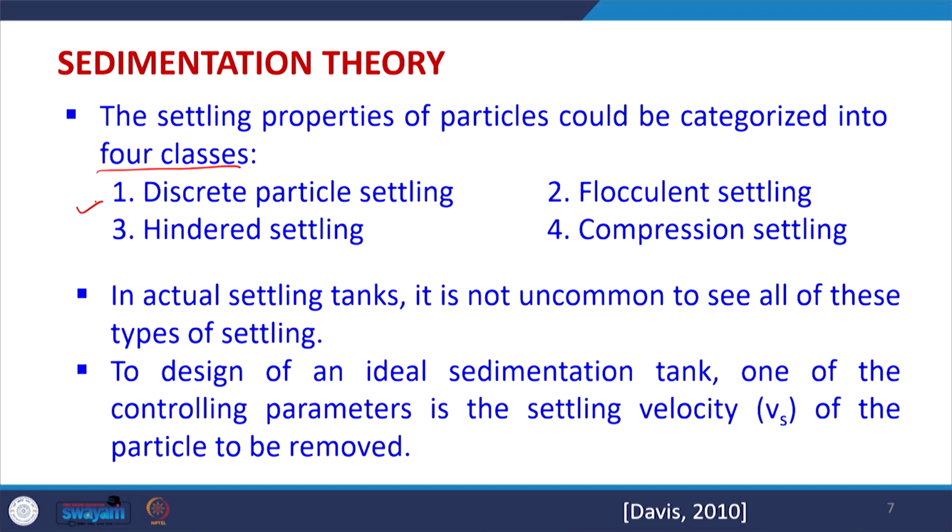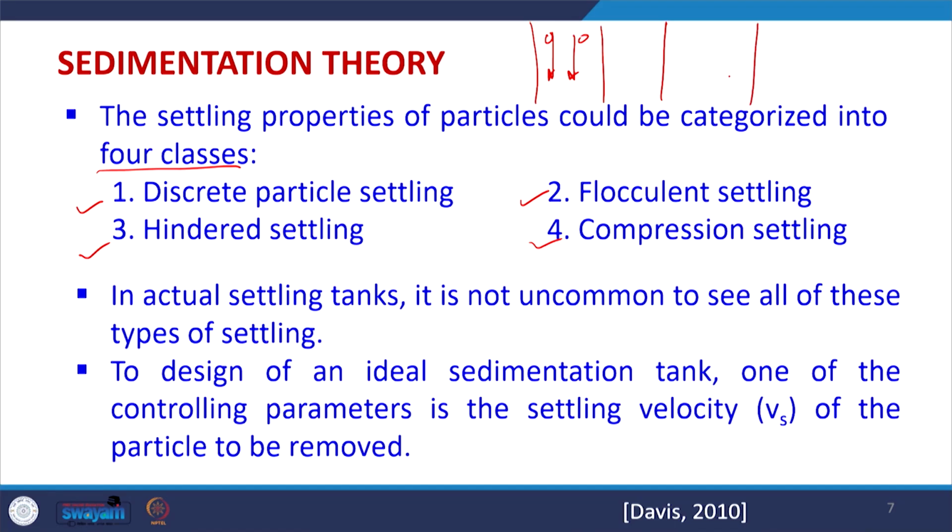Now, settling properties of particles can be categorized into 4 categories. One is called discrete particle settling, then flocculent settling, hindered settling, and then compression settling. And what is the difference between these 4? Discrete particle settling, as the name suggests, is where, suppose this is a beaker, we have only a few particles which are settling down and they are not affecting each other. So, generally we start the theory using discrete particle settling.